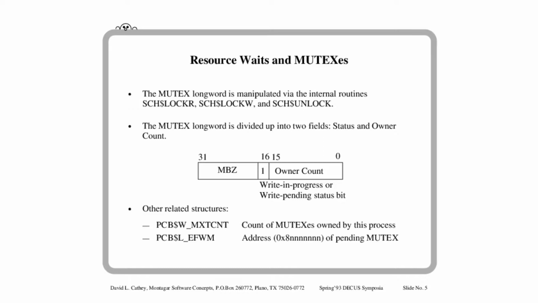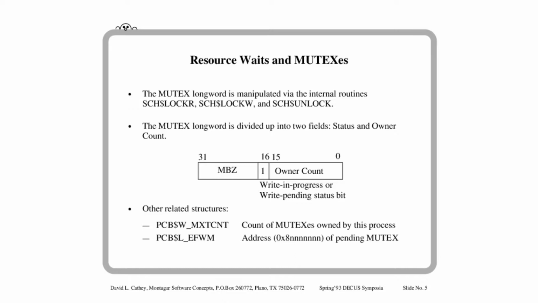Related data structures in the process control block, PCB: there's a mutex count. That is a count of the number of mutexes a current process owns. It's possible for a process to own many mutexes, kind of like with the spin locks; you can have a nesting of the spin locks available. Also, the event flag wait mask is a very important data structure. Normally, it keeps track of the mask of the event flags you're waiting for with the wait for event flag system service.